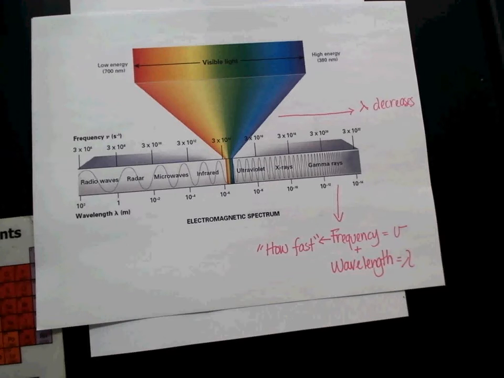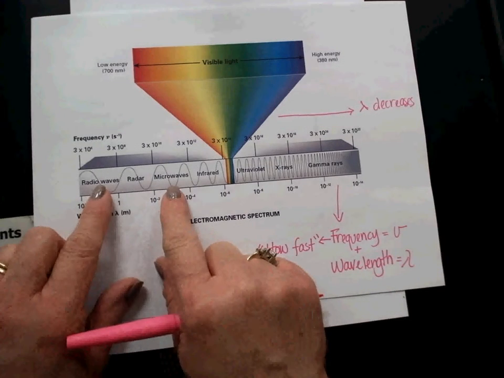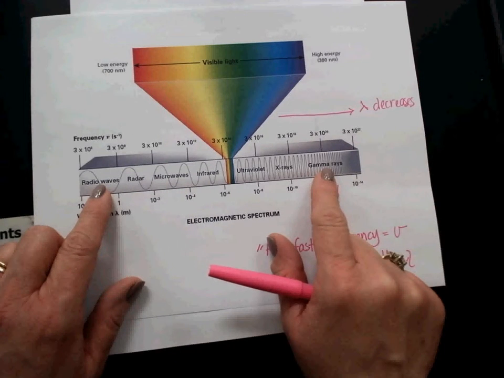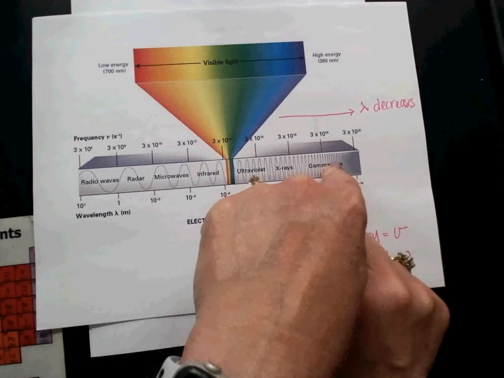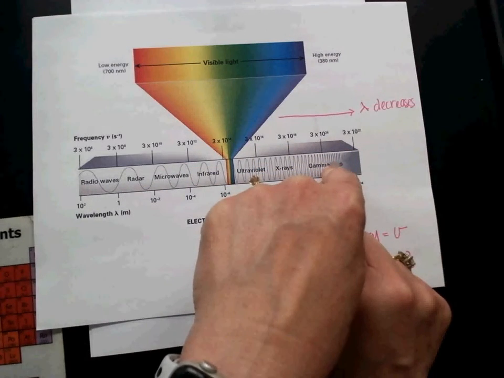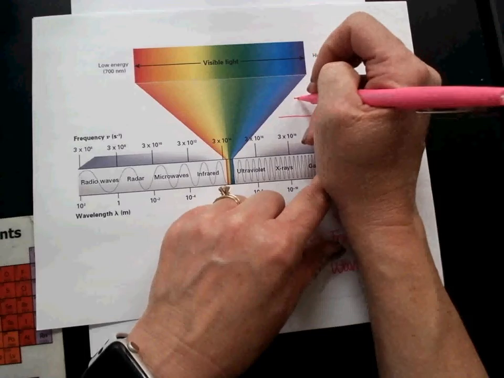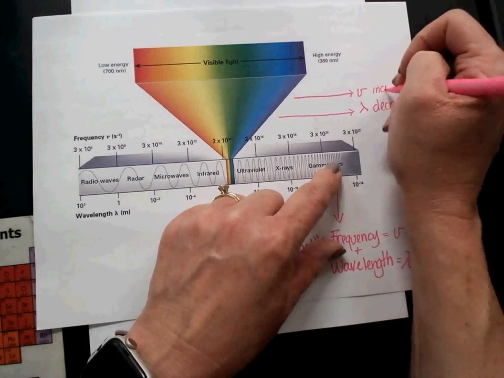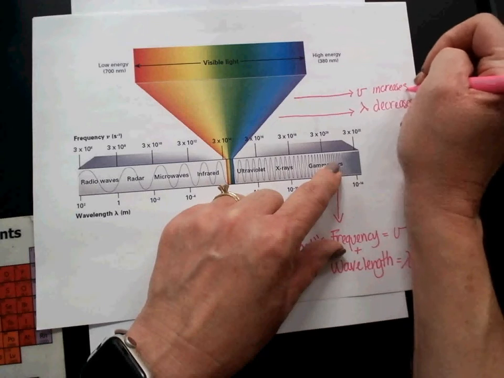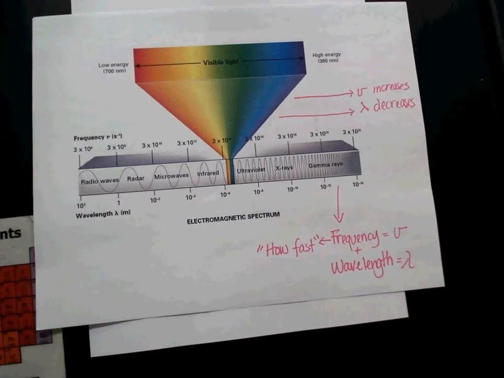Now, what's happening to the frequency of the waves? Are they traveling faster here or here? Yep. Down here? Yep. So as I move this way, what happens to frequency? Does it go up or down? Up. Kennedy's telling me up. So this way, my frequency increases. So who's traveling faster? Yellow light or red light? What, Anthony? Yellow. That's right.